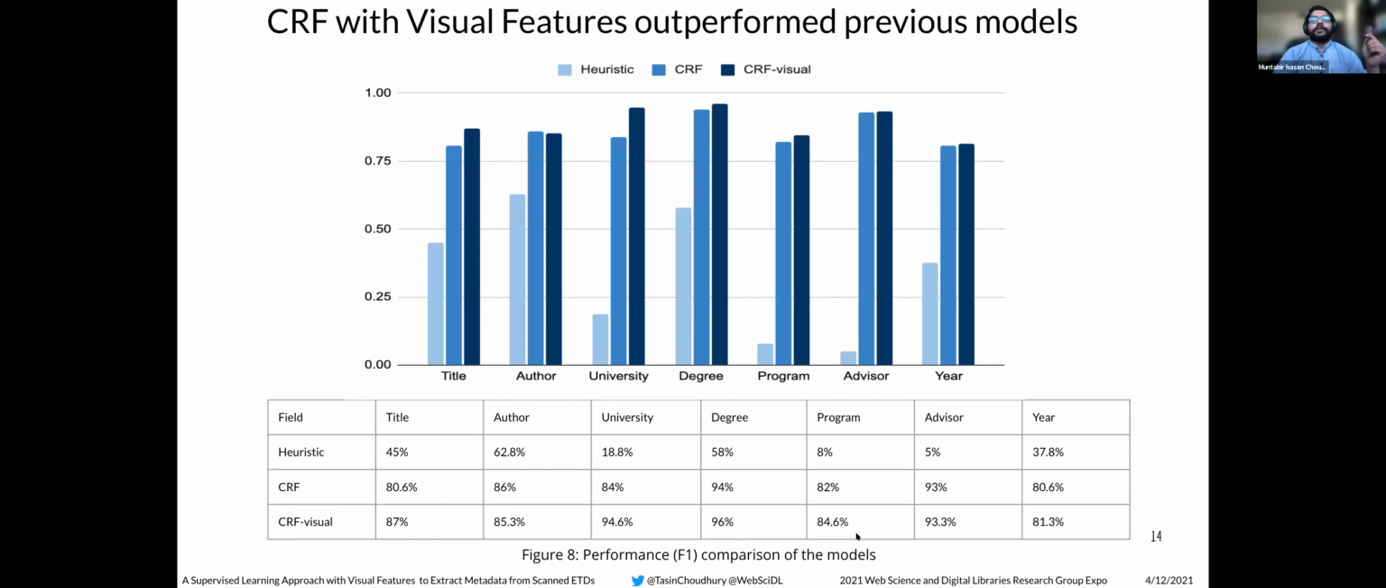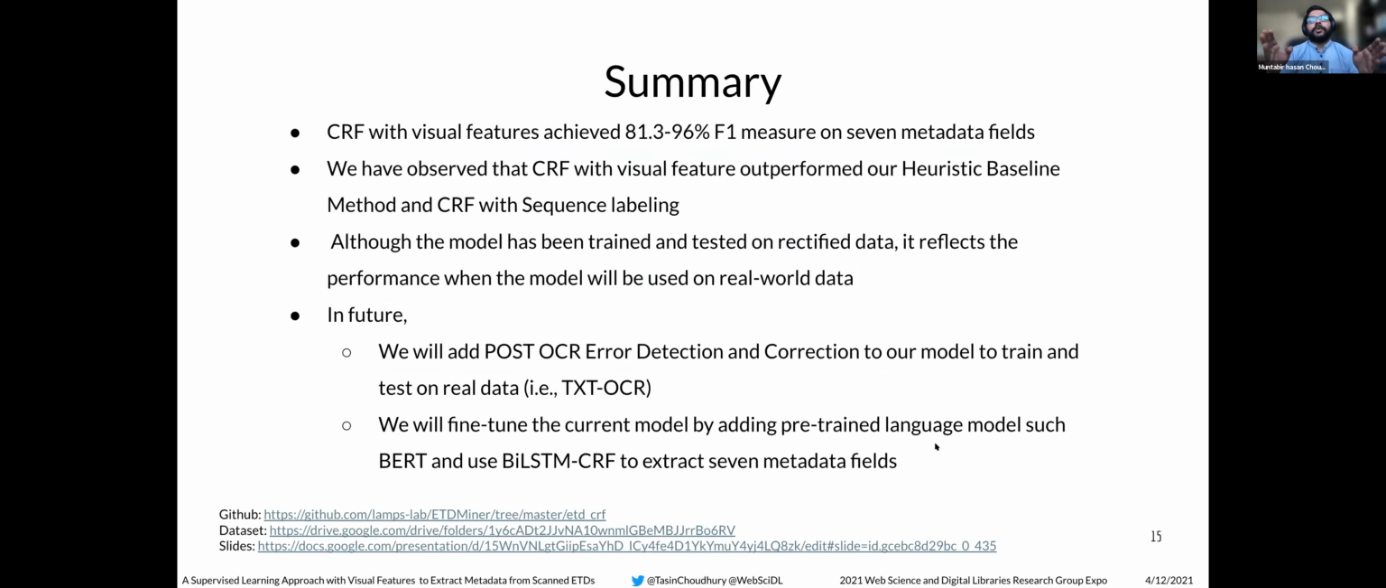So from this table, we can see that the heuristic baseline achieved on the 500 data set from 5% to 62% F1 measure, and the CRF with sequential labeling achieved 80.6% to 94% F1 measure, and the CRF with visual features achieved 81.3% to 96% F1 measure. So we can clearly see that CRF with visual features outperformed all the previous models. So in summary, CRF with visual features achieved 81.3 to 96% F1 measure on 7 metadata fields, and we observed that it outperformed our heuristic baseline method and CRF with sequential labeling.